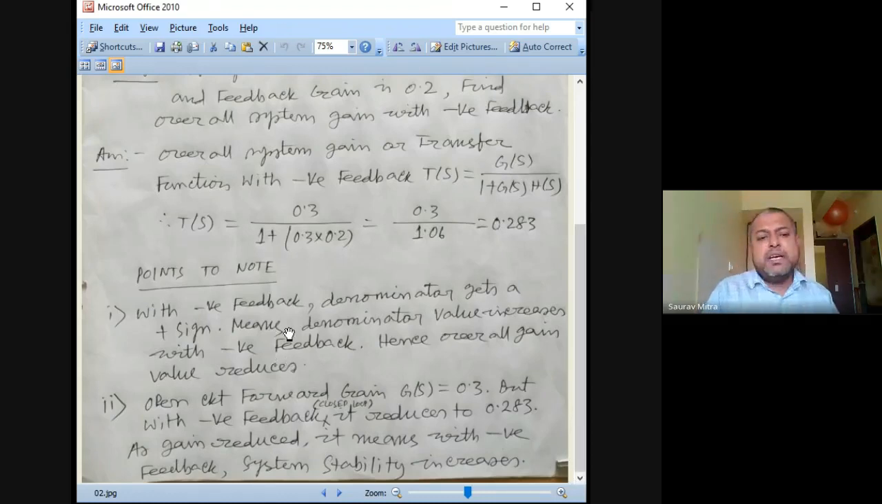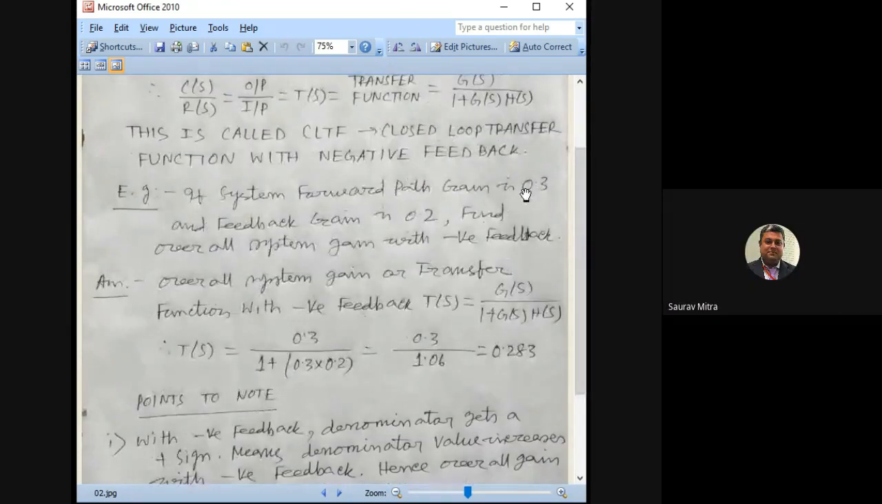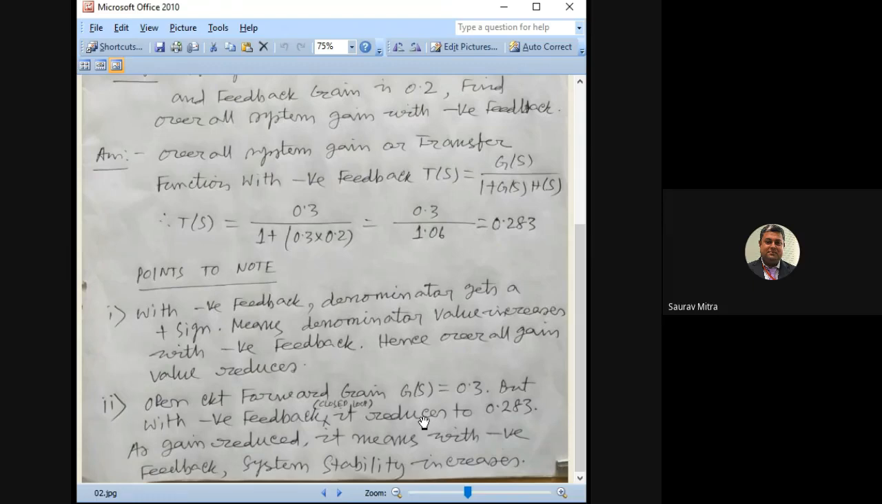The first observation is that with negative feedback, the denominator gets a positive sign, so it is 1 plus G(s)H(s). As 1 plus G(s)H(s) is greater, the denominator is becoming greater, which means the overall system gain is reducing. The second observation is that the open circuit forward gain G(s) is 0.3, as given in the numerical. But with negative feedback, closed loop, it reduces to 0.283. As the gain reduces, it means that with negative feedback, the system stability increases.